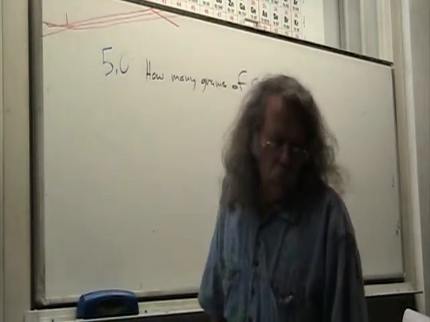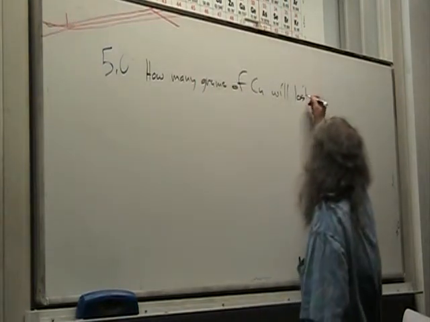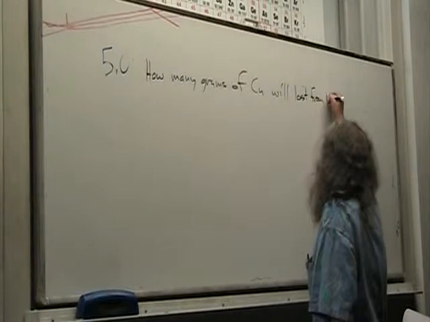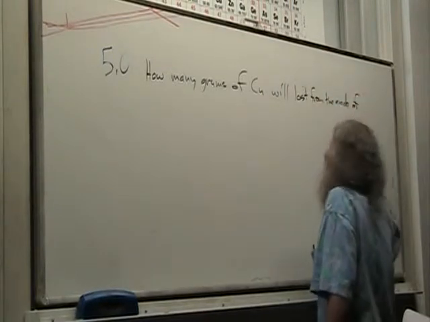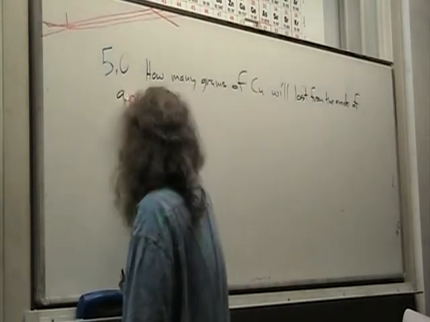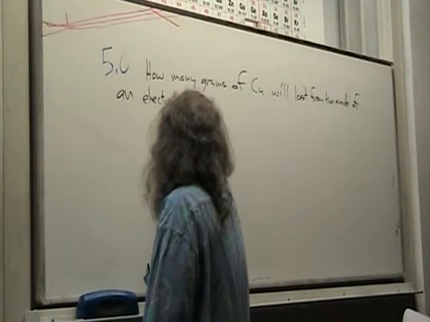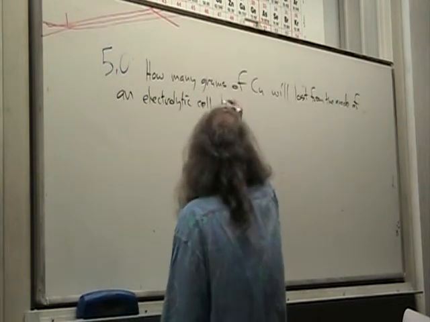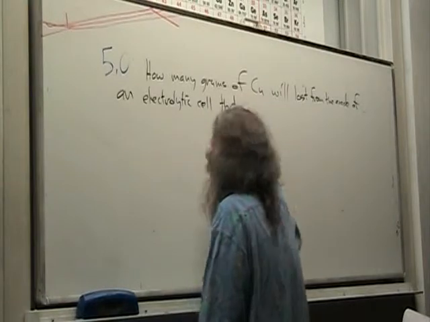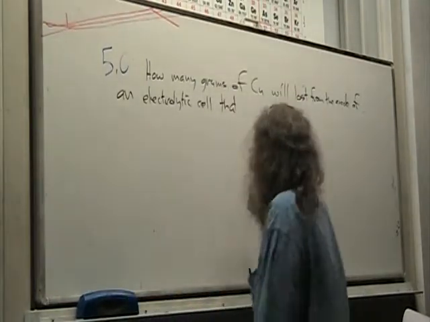Be lost in the anode. Electrolytic cell that is run at 2 amps.